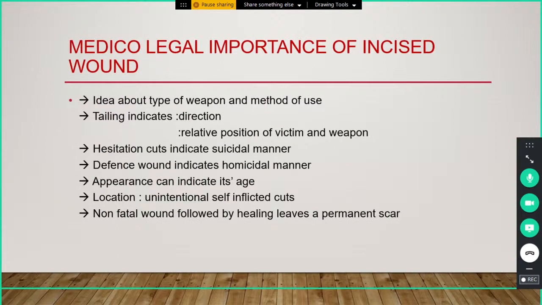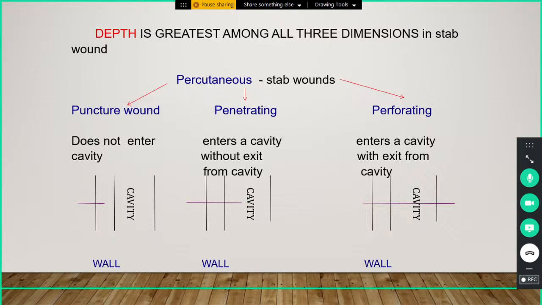I just wanted to show you the difference between the stab wound and incised wound. In incised wound, the length is larger, and in stab, the depth is greatest. We have heard about the three wounds earlier: puncture, penetrating, and perforating. Puncture means any puncture wound that enters the wall but does not enter into the cavity, same like vaccination puncture mark or injection prick mark. Penetrating wound enters a cavity without exiting from that cavity. And perforating wound is a through and through wound which enters through the wall and exits through the cavity.